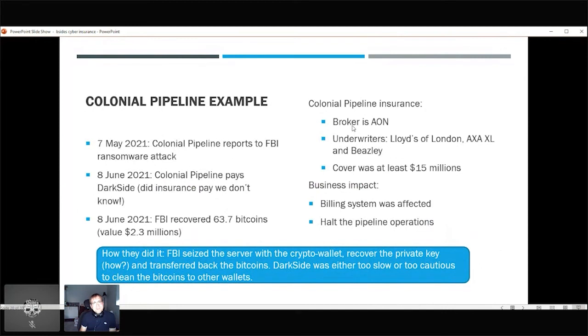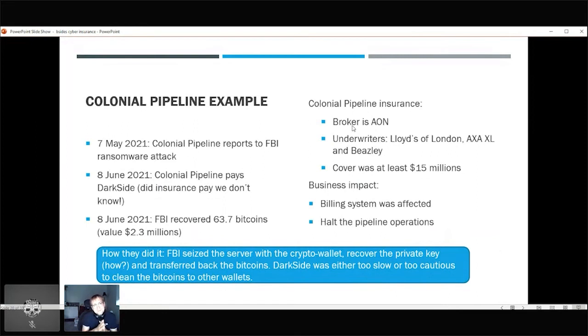In the Colonial Pipeline example, it was in the news. 7 May, they got attacked. 8th of June, Colonial Pipeline pays DarkSide. I can't really tell if the insurance that they have, which is brokered by Aon and is a mix of Lloyd's of London, AXA, and Beazley, had a cover for the last 15 million, so the insurance could have paid for that, but we don't know, right? They didn't publish that kind of information.